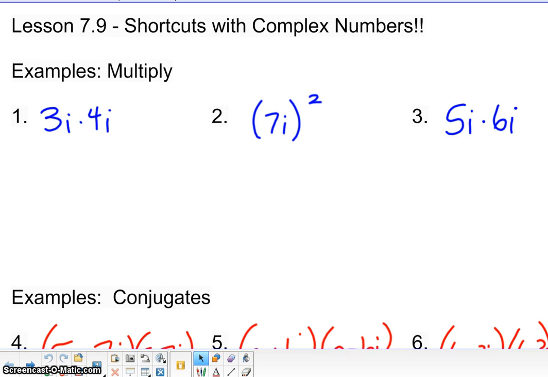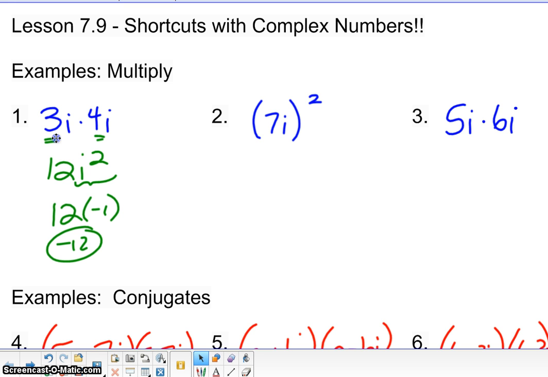This is Mrs. Slater, and in lesson 7.9, they show a lot of shortcuts with complex numbers. So I first want to show multiplication. A lot of it's kind of review, but just reminders of what you can do to make it a little easier. On this one, we're going to multiply the coefficients together to get 12i squared. And then we remember from the i clock that i squared is negative 1. So then your final answer is negative 12.